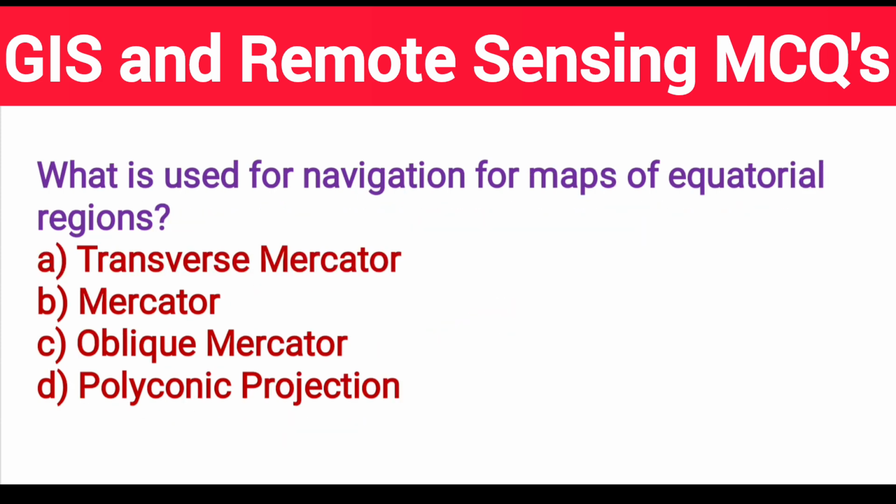Next question, what is used for navigation for maps of equatorial regions? Option A, transverse Mercator. Option B, Mercator. Option C, oblique Mercator. Option D, polyconic Mercator. So the correct answer is option B, Mercator.